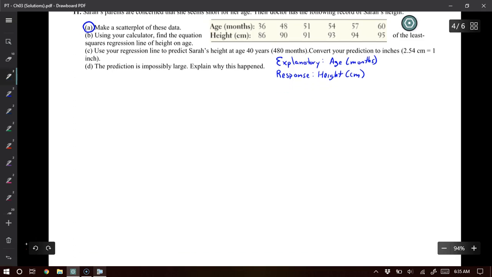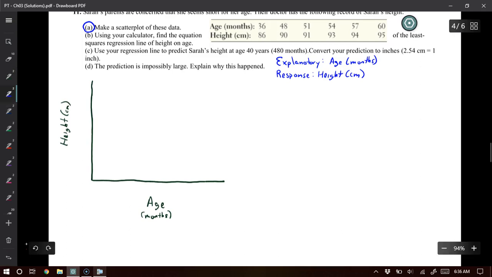So let's do this. I'm going to put my y-axis, I'm going to put my x-axis, and I'm going to label. I'm going to put age on the bottom, the explanatory variable, the x-axis, and I'm going to label it as months. So always label graphs, and then my height is the y-axis, and that is in centimeters. Well, we have the labels, but we don't have the intervals yet.